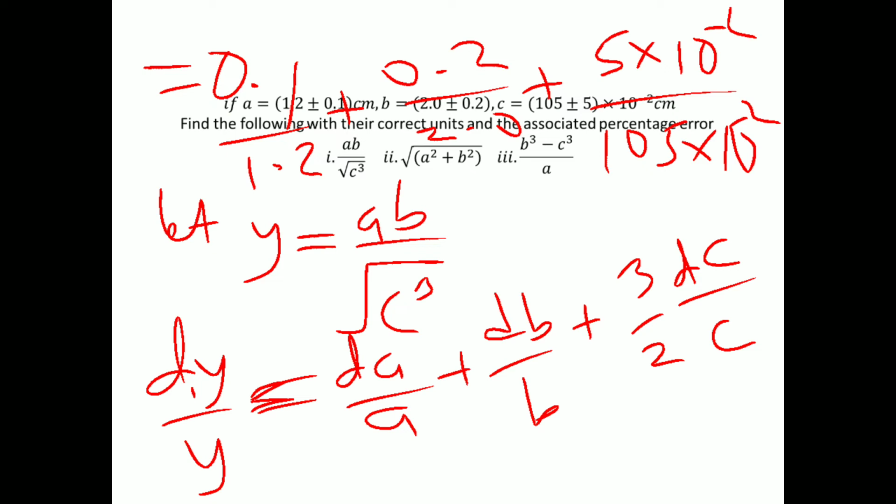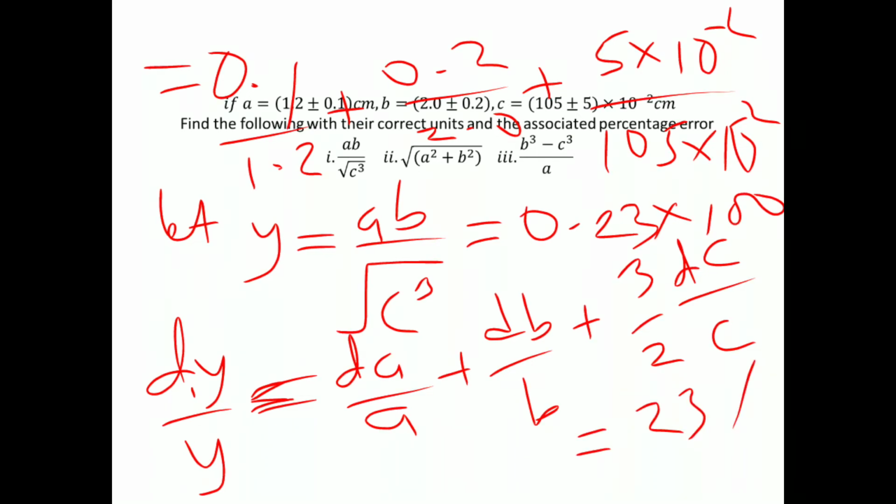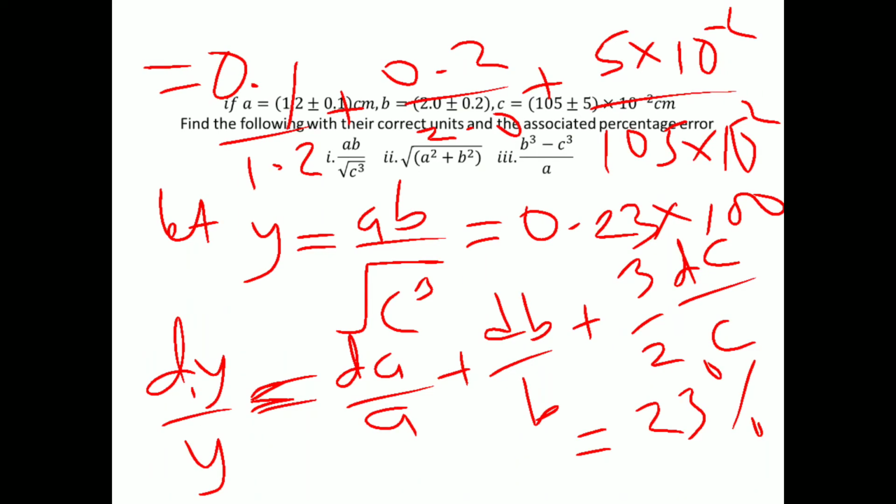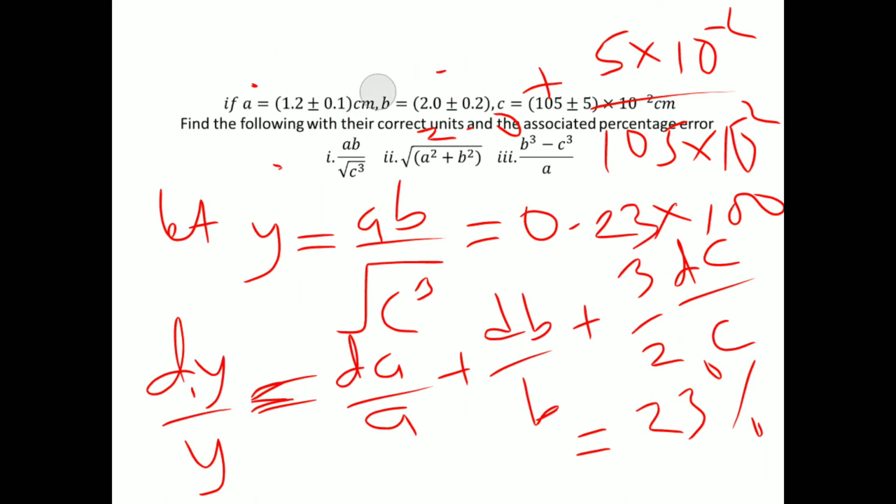Okay, so we are going to get 0.23. So the whole of this is giving us 0.23. Okay, 0.23 is the relative error, which is dy over y. To find the percentage error means we just multiply by 100. So the answer is simply 23%. Okay, this is beautiful. Now let me rub off so that we can see the next one.